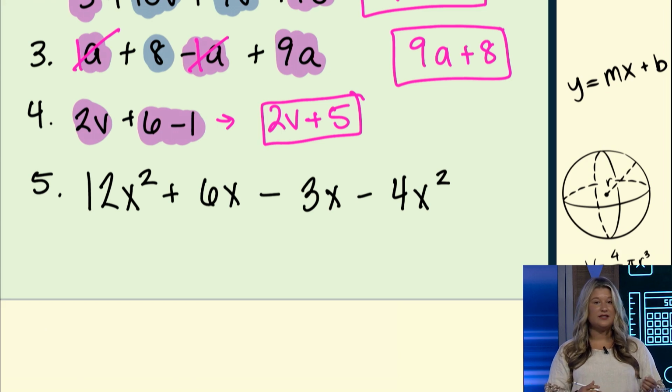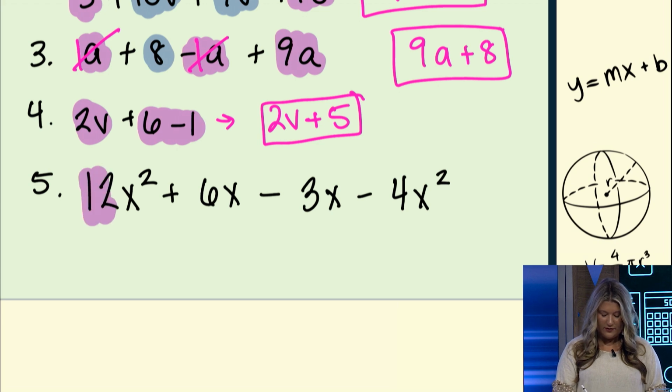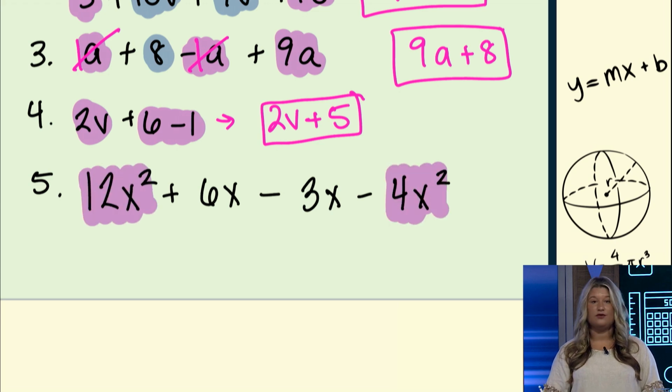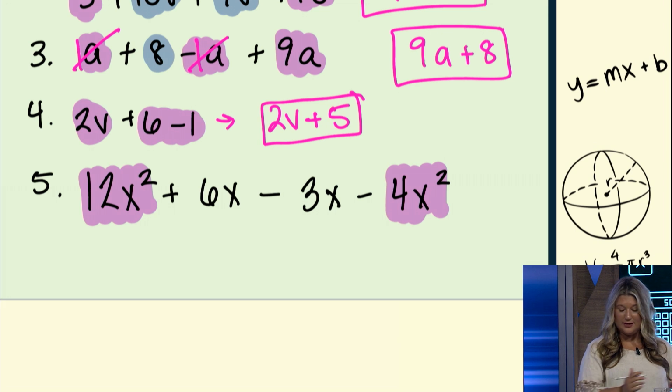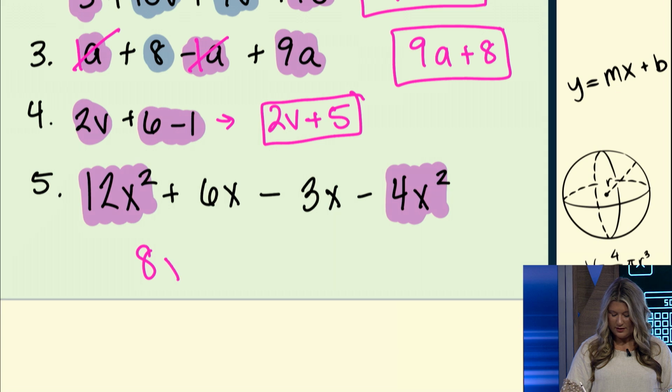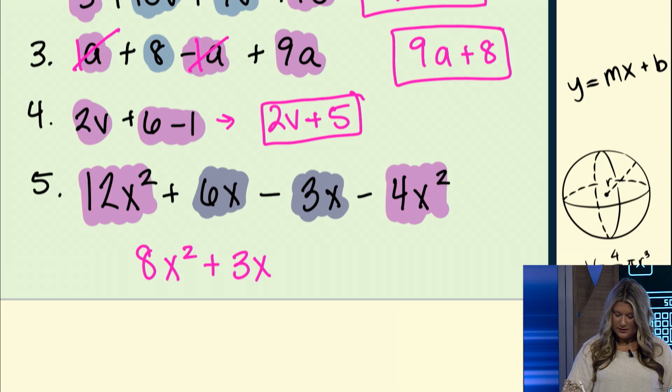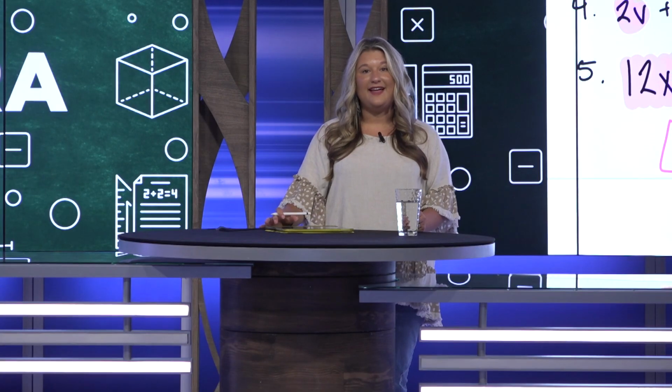As you can see, x squared and 6x are two different things. The exponent makes them different, even though they share that variable. So we have 12x squared and 4x squared. In standard form, you need the highest exponent to go first. So we have 12 minus 4, which is 8x squared. And then we have 6x minus 3x, which is just going to be positive 3x. And that's our answer. And that is your basic math.